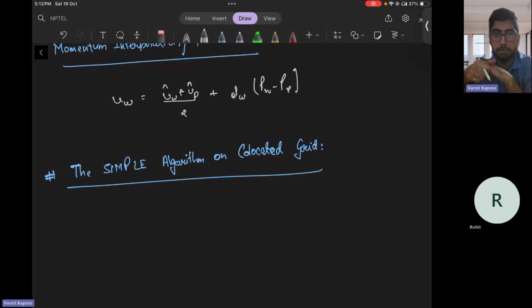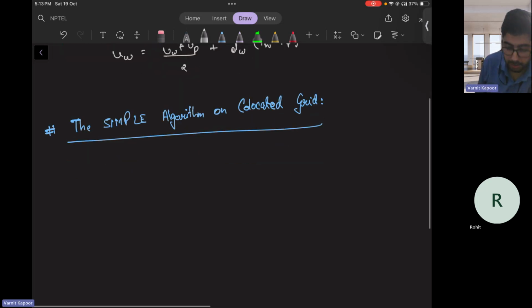Then let us look at the momentum equation. The momentum equations, as you know, for a two-dimensional Cartesian grid.